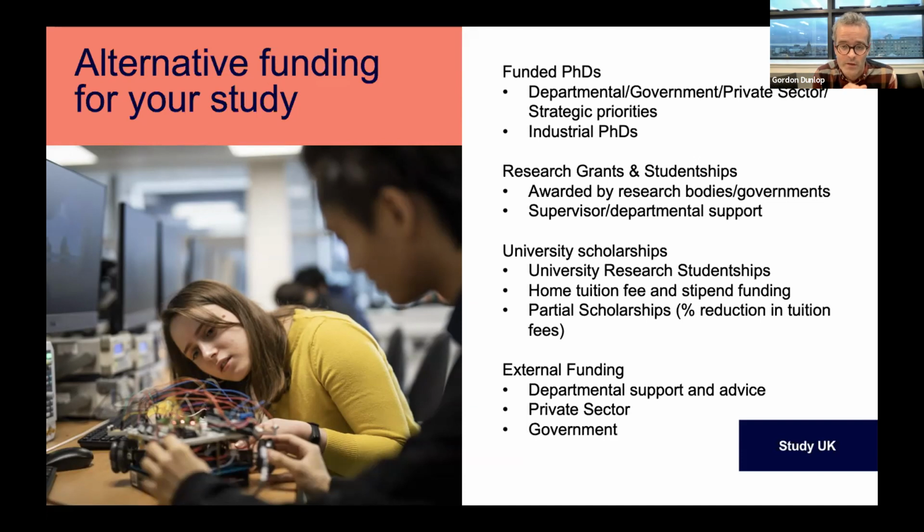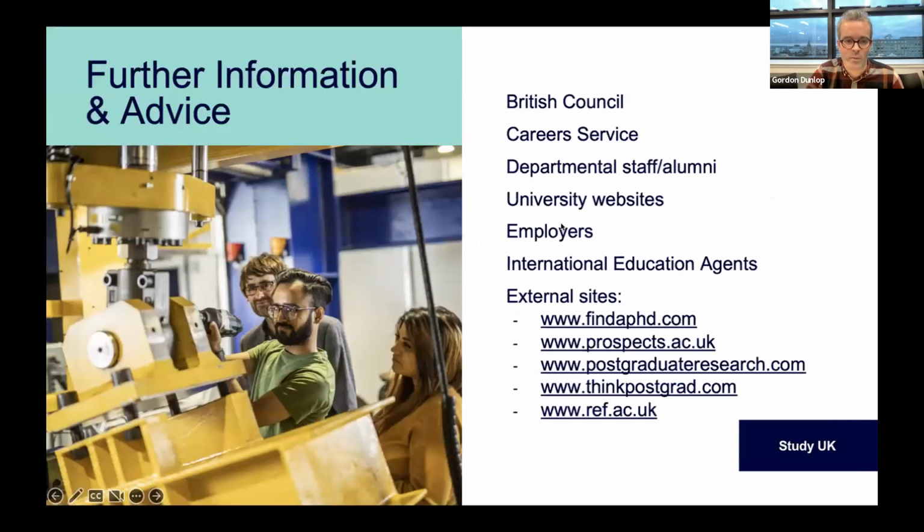And then there's all sorts of external funding as well. Some of that might be sector specific, in which case the academic departments at the university at which you're applying may be able to provide support and advice on what sector level funding is available. There may also be private sector funding depending on the scope of your research and its impact. And we can share these slides with our British Council colleagues so that it can be shared among you and you have access to these websites. There's all sorts of information available through a range of different services and external websites that you can consult for information on things like funding, on availability of PhDs in different subjects, as well as the funding opportunities.